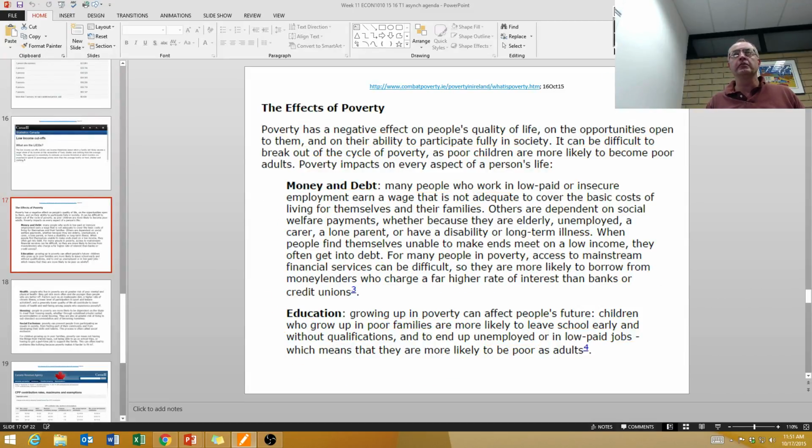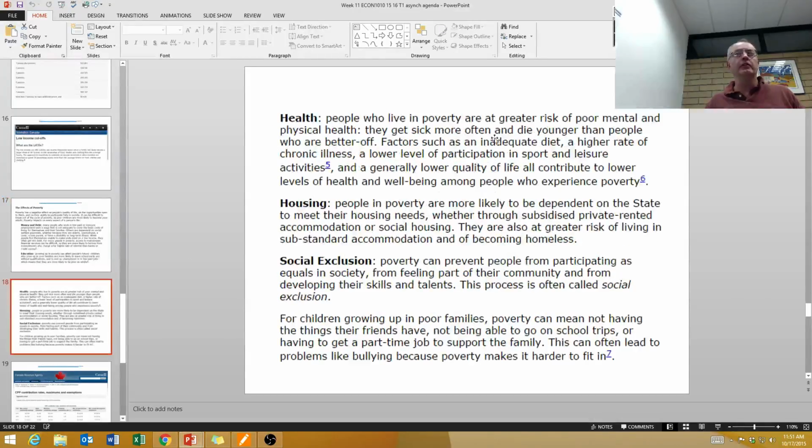Okay, so what are some other consequences of poverty? Well, there's a strong correlation between poverty and our level of healthiness. So people who live in poverty are at greater risk for poor mental health and physical health. They get sick more often, and they die younger. So they have shorter lifespans than more affluent people.